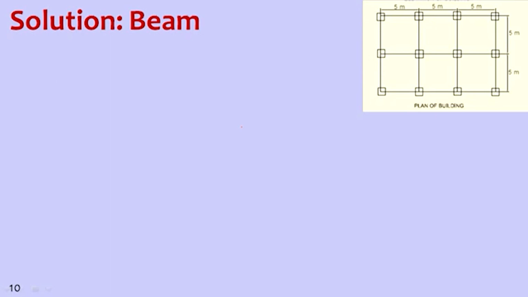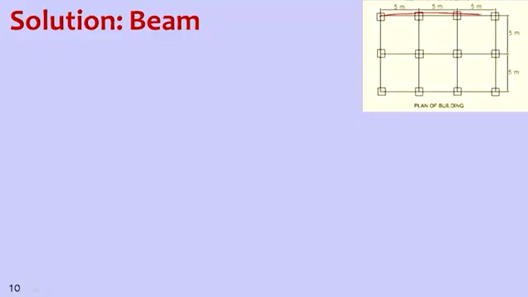Now let us move to the beam. Beam is the element which supports the slab, and generally we provide beam just below the walls. Since we provide beam just below the walls, it will run throughout the floor. So if we look at the diagram, we have beam at the periphery as well as inside the building.